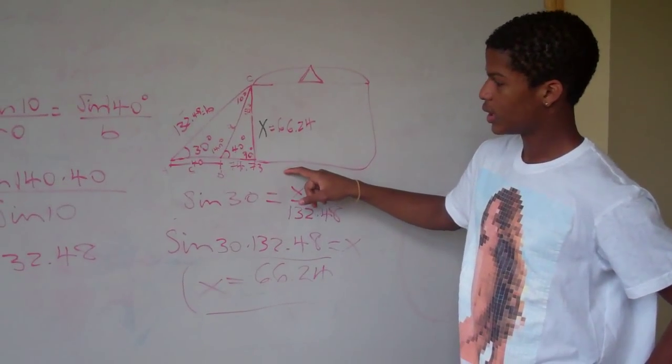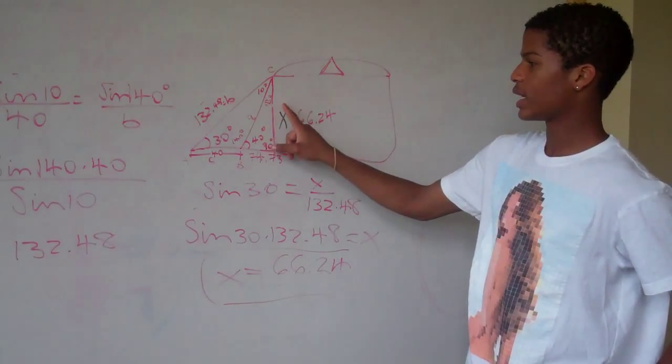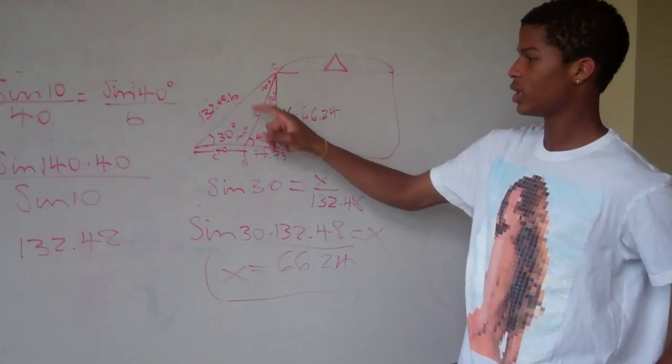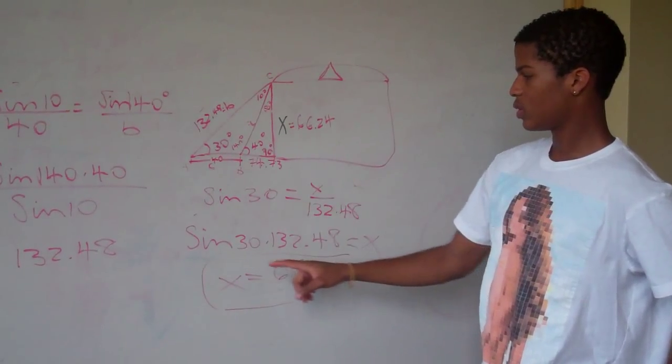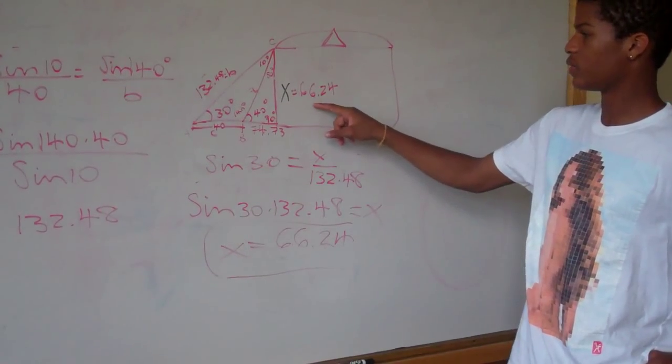And since we know this side, we're trying to find the height of Crosley and how far we are from Crosley. The way we find x is we do sine of 30, which is x over b, and then x equals 66.24.